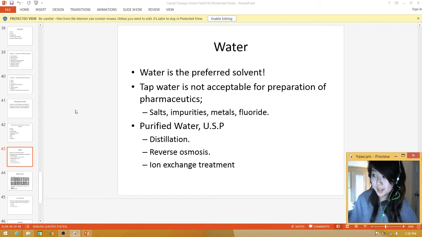Tap water is never acceptable because it has a significant amount of other solids, such as salts, metals, and fluoride in it, estimating about 100 milligrams of impurities per 100 milliliters of fluid. So we use distilled water instead because it has about 1 milligram of impurities per 100 milliliters of water. So basically, distilled water is going to be 100 times more pure than tap water. We also use distilled water for oral solutions, but not for injectables because injectables have to be pyrogen free.